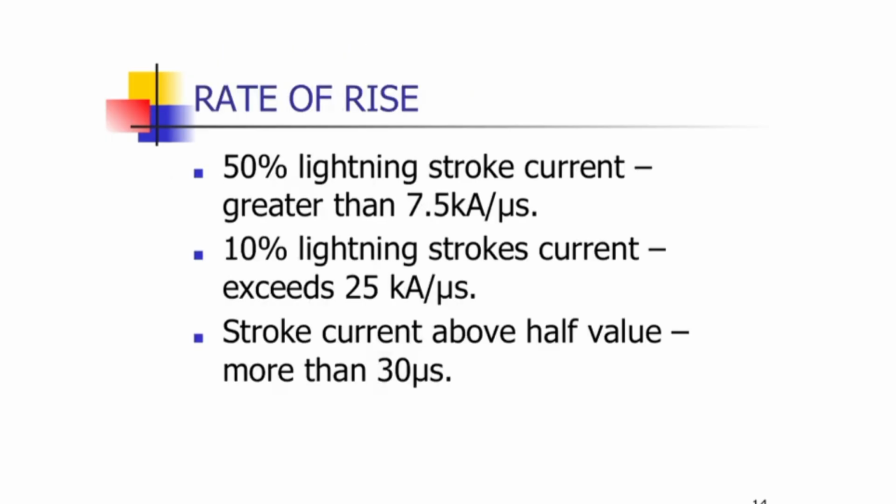What is the rate of rise? The rate of rise is given at 10% and 50%. That means for 50% of lightning strokes, the current rise will be 7.5 kiloamperes per microsecond. Then for 10%, it is 25 kiloamperes per microsecond.